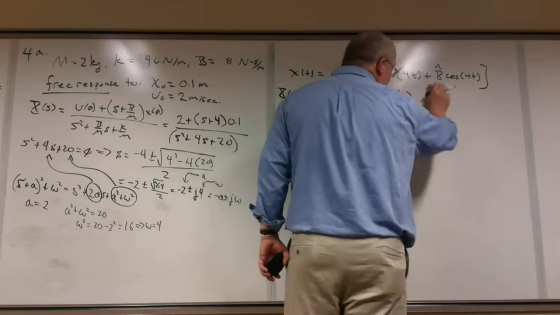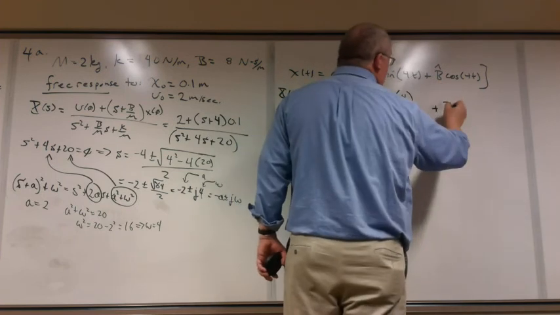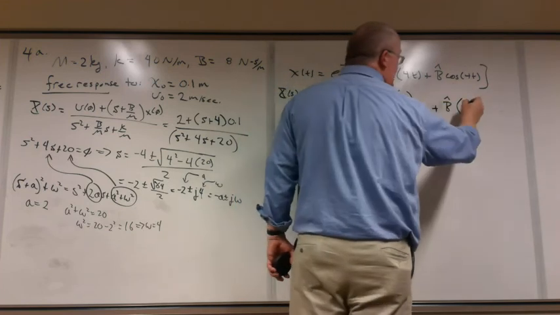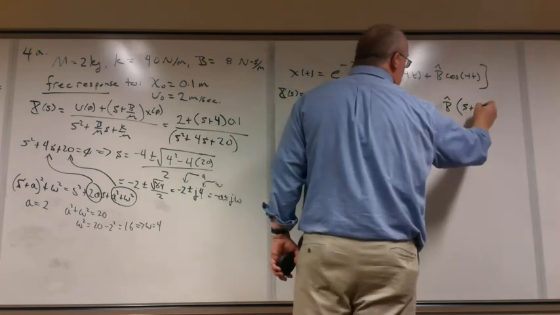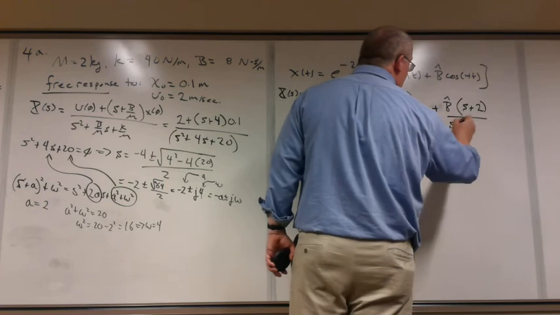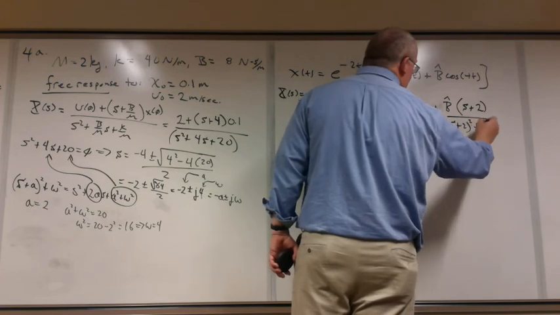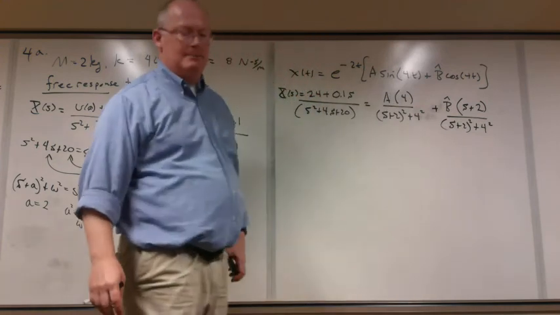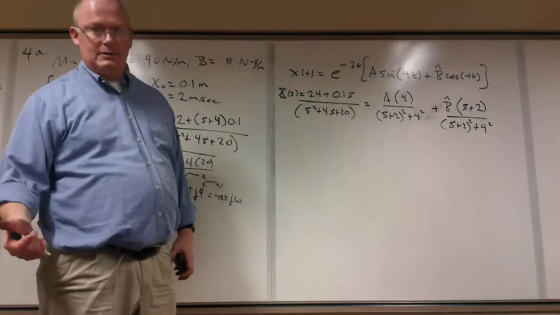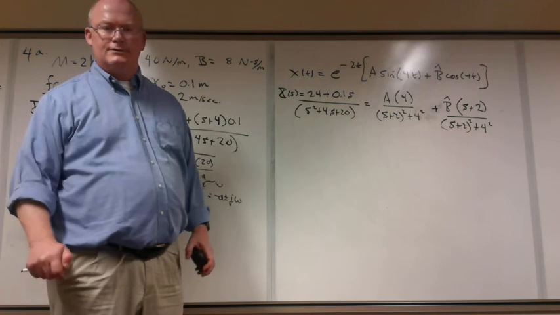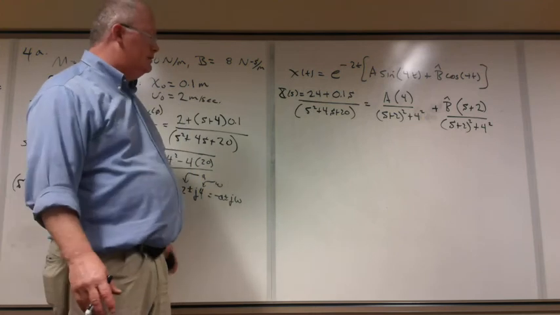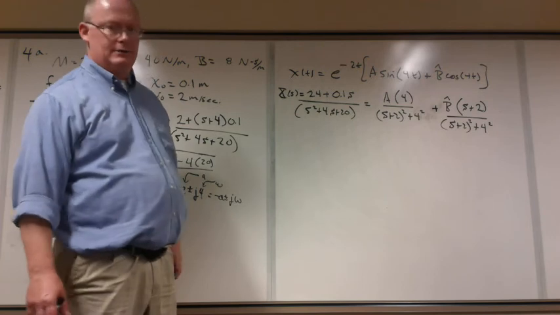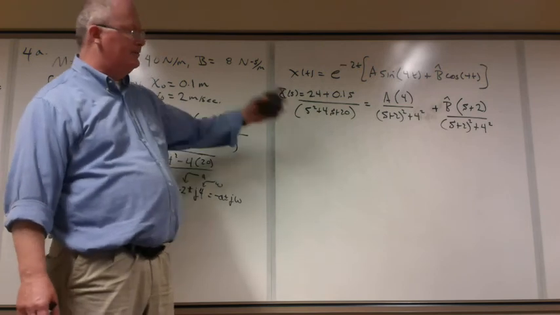And, oops, not equals, plus b hat times Laplace of e to the minus 2t cosine of 4t is going to give us (s plus 2) over ((s plus 2) squared plus 4 squared). If you don't appreciate where those Laplace transforms come from, check the back of the textbook or any table of Laplace transforms that you find online. They should have the Laplace transform of a damped harmonic function, damped sine, damped cosine, or maybe even both.